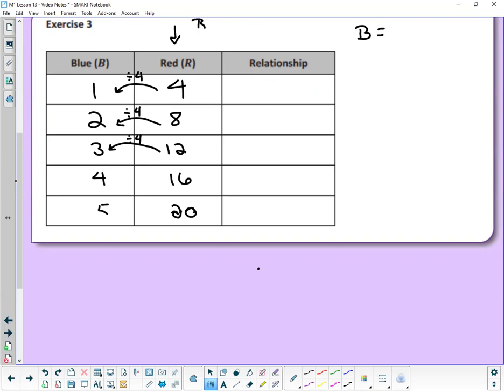You know you have 16 gallons. How are you going to figure out how much blue? Divide by 4. You have 20 gallons of red. How are you going to figure out how much blue? You're going to divide by 4. So you're always dividing by 4.